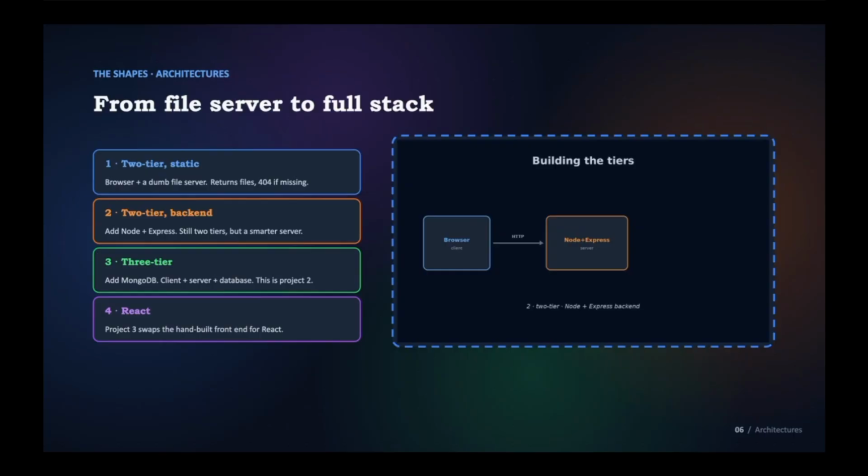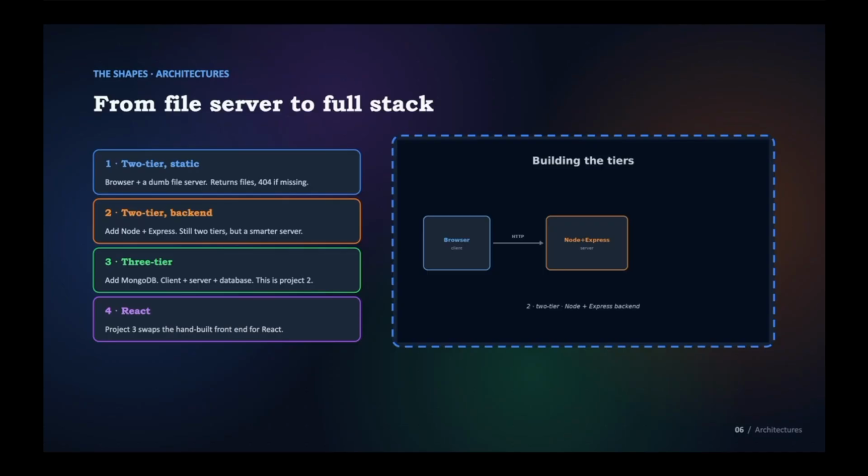So when we add Node and Express, the server gets beefier. It can run code and expose routes, not just return files. But notice this is still a two-tier, just a client and a smarter server. It only becomes three-tier when we add a third piece, a database, which for us will be MongoDB. Now a route can query the database and return data. Client, server, database makes it a three-tier. This is how our Project 2 is, and Project 3 will probably keep this exact backbone, and we might just swap our hand-built front end with React.